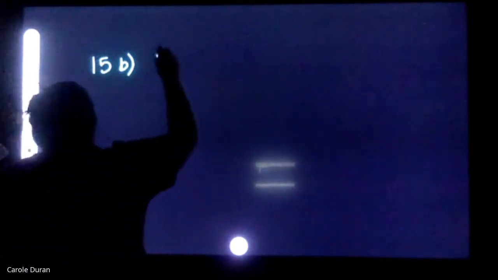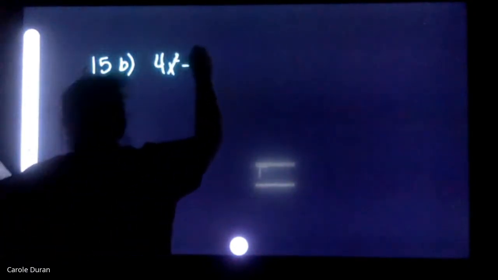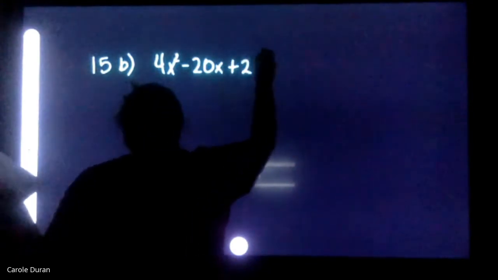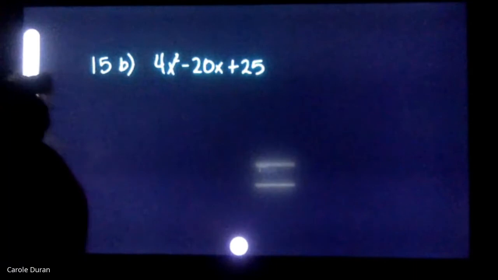Okay, kiddos, we're going to go ahead and pick up where I'm pretty sure we left off, which would be at 15b. So 15b is a factoring one. I have 4x squared minus 20x plus 25. I want to go ahead and factor this.